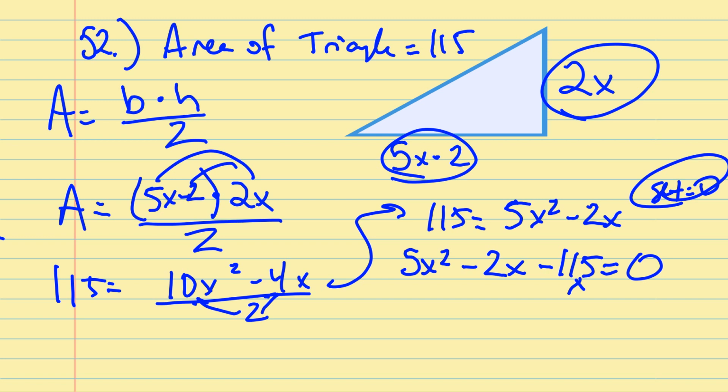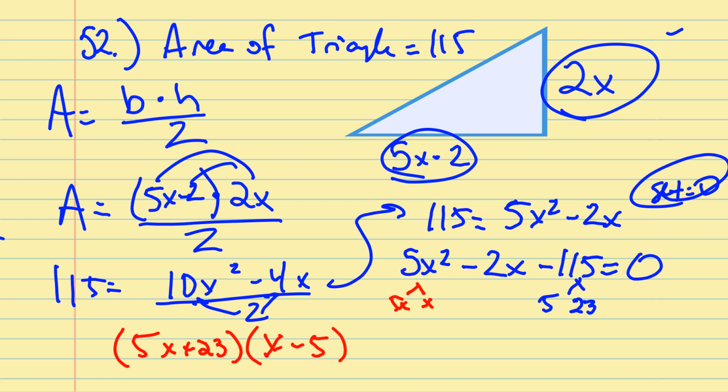I'm going to start with 5 and 23. Oh, that's a 25 I wrote. All right, so I'm going to guess. Let's say 5x. Remember, the only way to get 5x squared is 5x into x. 5x plus 23, x minus 5.